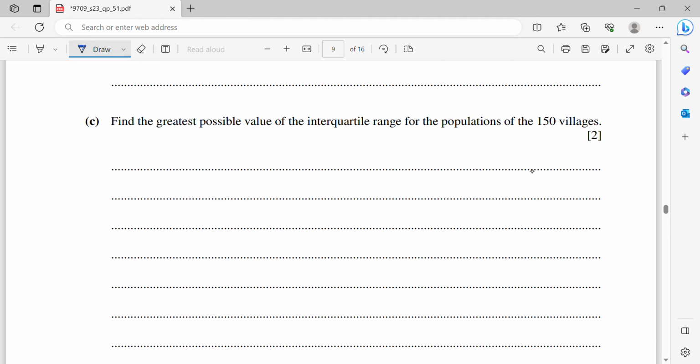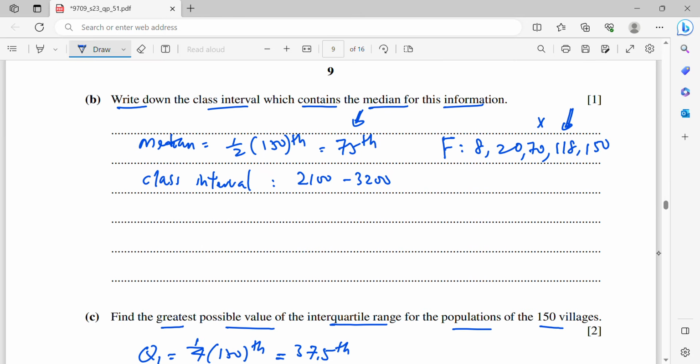Now C, find the greatest possible value of the interquartile range for the populations of the 150 villages. So the interquartile range is Q3 minus Q1. Firstly we find Q1. Q1 is 1 over 4 of 150, which is the 37.5th number. Look at the cumulative frequency here, it will be in the third class, because the second class is up to the 20th number.